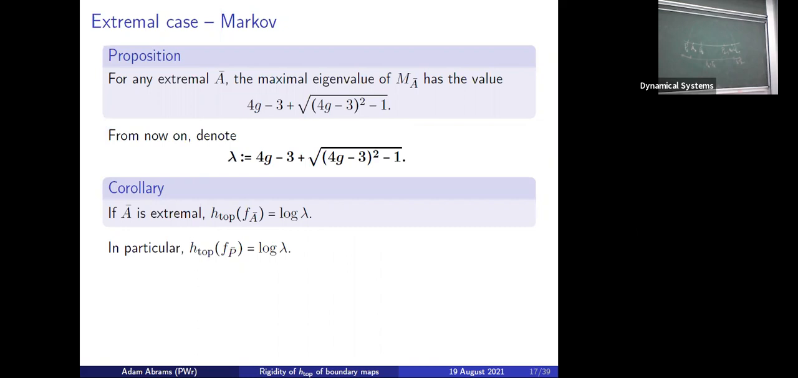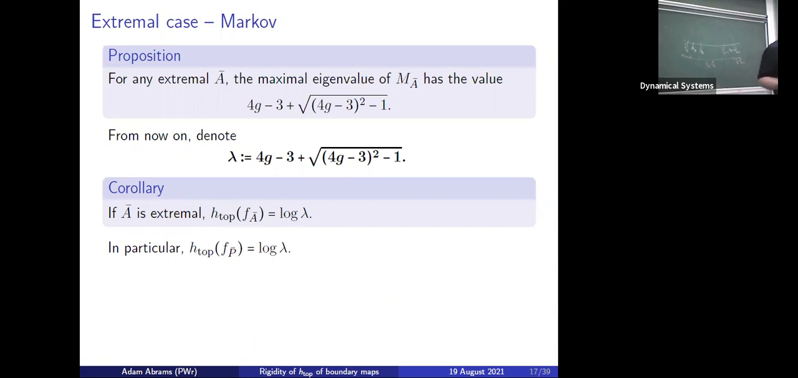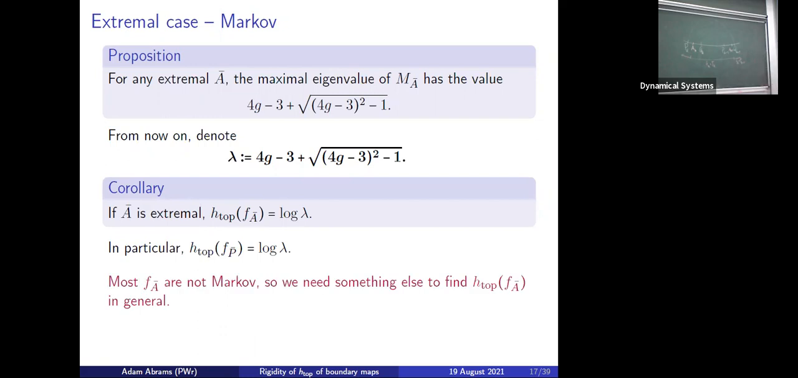In general, there are only countably many parameters that can give us the Markov property for our boundary maps. So most of the boundary maps in this family are not Markov, and yet somehow our result says that they have the same entropy. What we do for the non-Markov cases, I should also say that we have the eigenvector as well. For the non-Markov cases, we need something completely different to help us figure out what the topological entropy is.